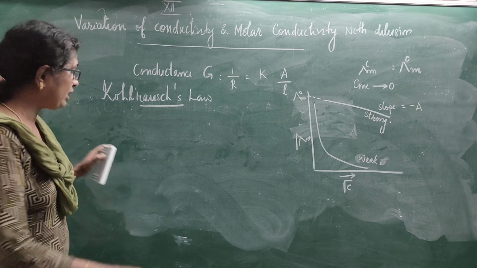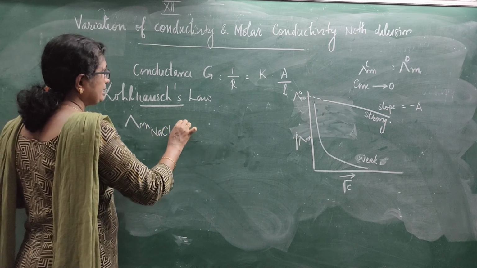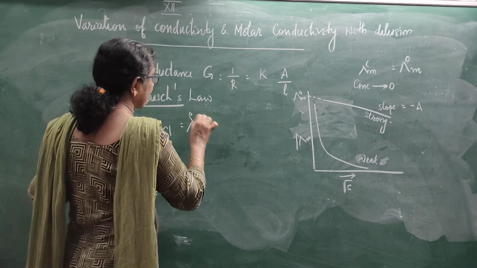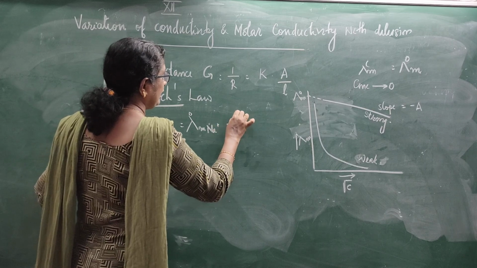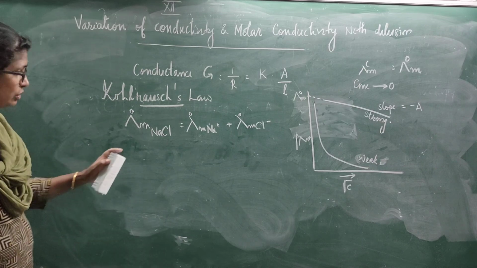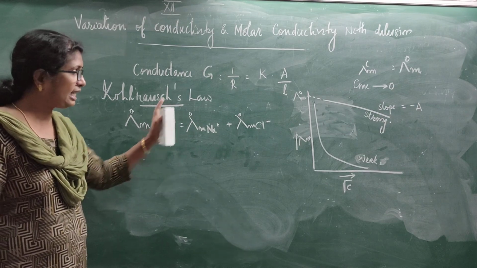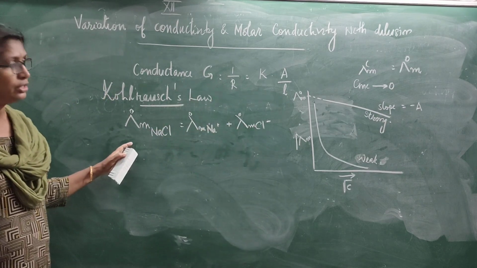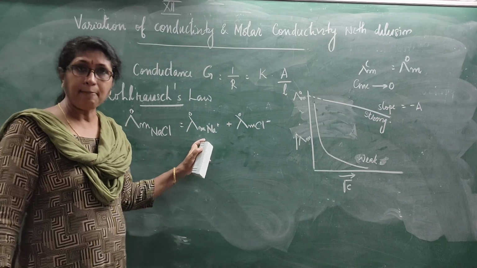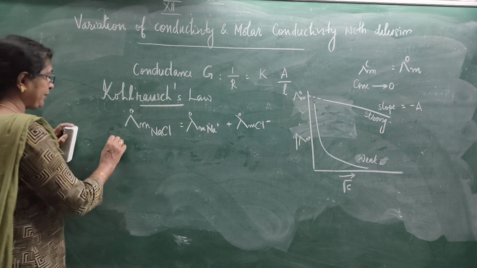Whatever may be the other ion with which each ion is in contact, each ion will contribute towards the limiting molar conductivity. For example, the limiting molar conductivity of sodium chloride, NaCl, is equal to the limiting molar conductivity of Na+ plus the limiting molar conductivity of Cl-. So Na+ will contribute towards the limiting molar conductivity of NaCl, and Cl- also will contribute. So the total limiting molar conductivity can be written as the sum of the molar conductivities of the contributing ions. Another example is barium chloride.